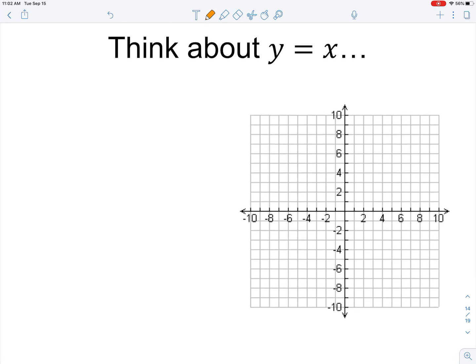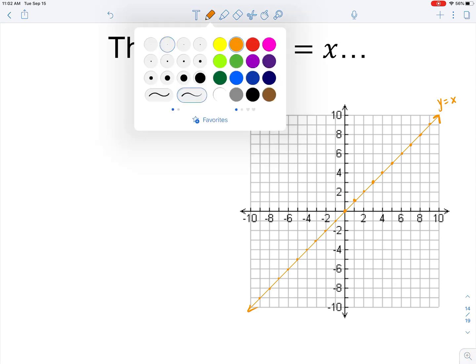And just like when we were talking about shifts, I want us to think back to that most simple function, y equals x. Remember, y equals x is just a line that has a slope of 1 and passes through the origin. So I'm graphing that line on here and labeling. Okay, and we're talking about vertical stretch versus compression.